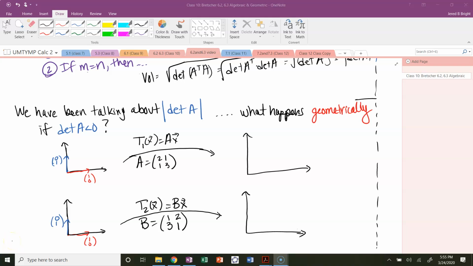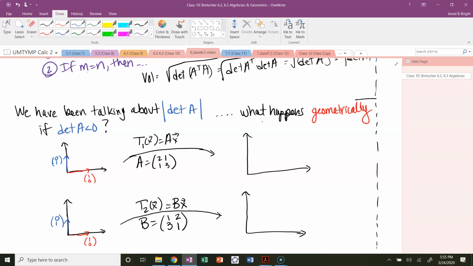Welcome back, and just a wrap-up video. So we've been talking about determinants geometrically and the idea that there's this scale factor between the original figure and its image under the transformation. So the only question we have is what happens geometrically if the determinant is negative? We always say that the formula is the absolute value.